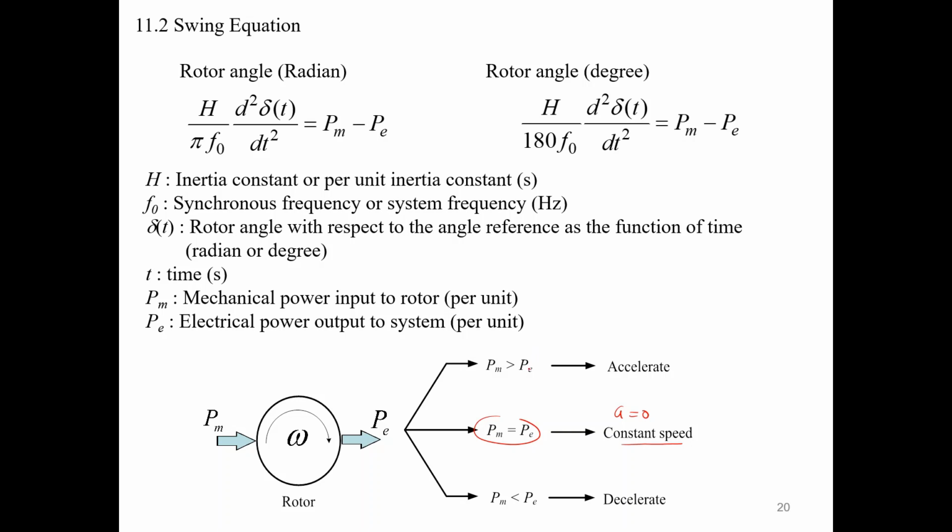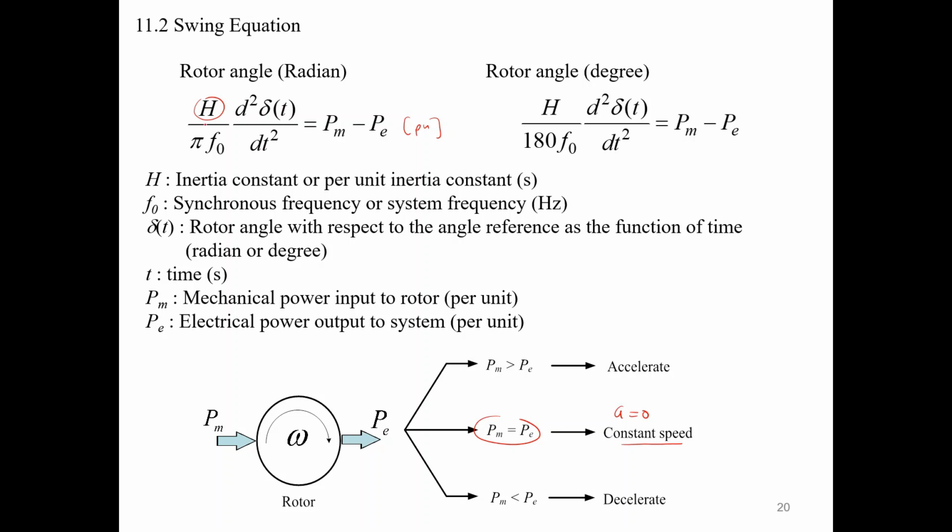And as we said, Pm greater than Pe means acceleration. This kind of expression, we have to express in per unit with respect to the rating of the machine. Last time we derived the inertia constant, which we call the per unit inertia constant.